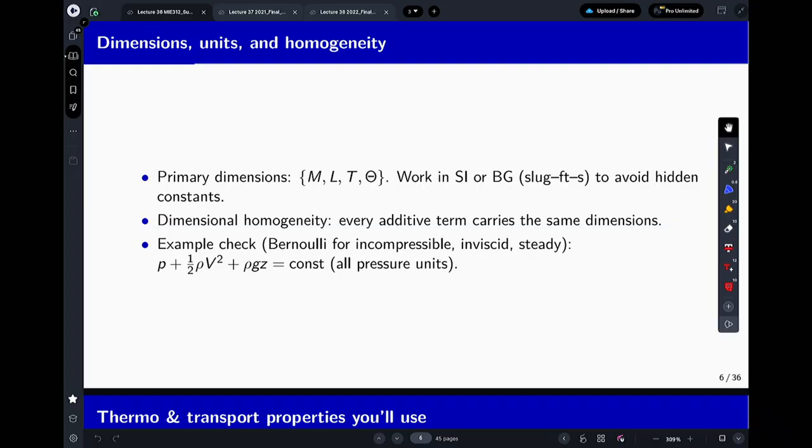So if you take a look, for example, at Bernoulli, I can write it in a whole bunch of different ways, but each of those ways has to have consistent dimensions. And you can do that, and you should check it. So if you have a problem on an exam, a really quick way of checking whether you have the right equation is to write down your units.